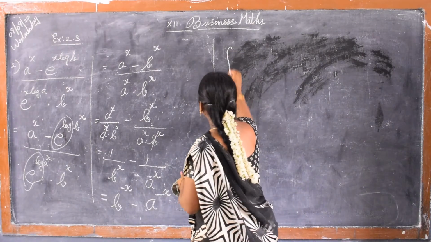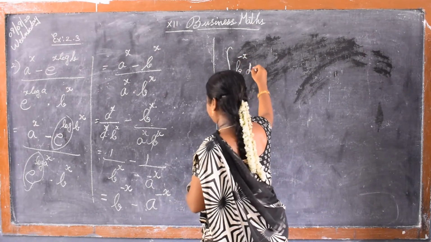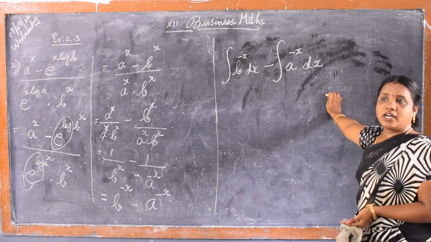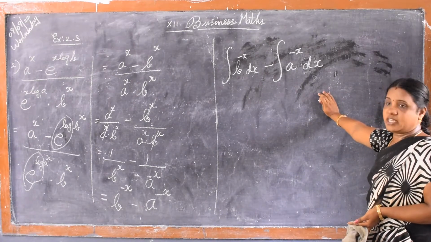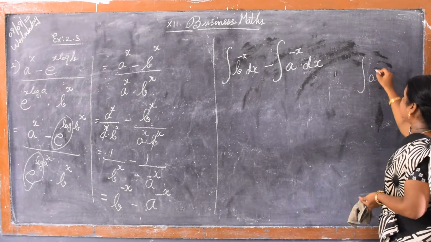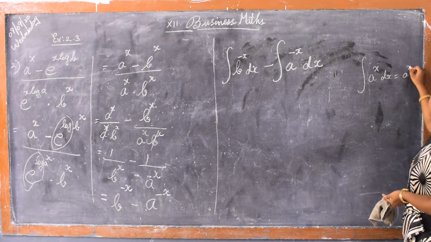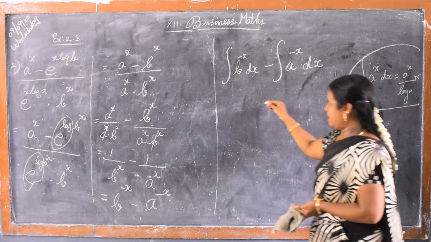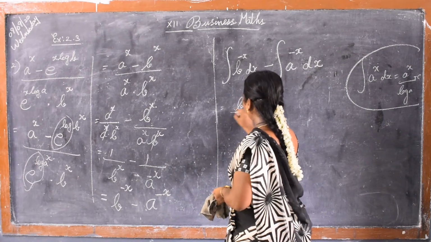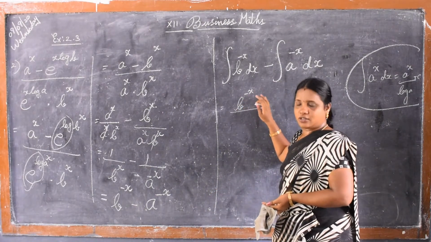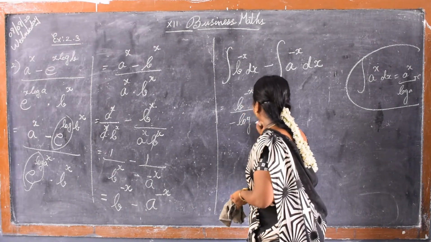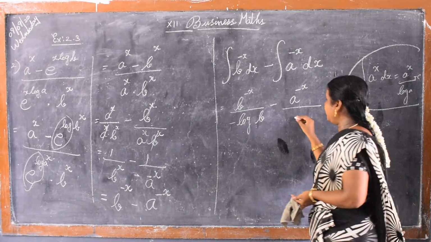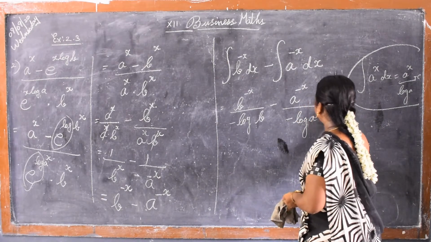Now we can integrate b power minus x dx minus integrate a power minus x dx. Third result we can use in this problem. See here, what is the third result? Integral a power x dx is a power x by log a plus c. This result only I am going to use here. Now b power minus x by, here what is the coefficient of x? Minus. So you can write minus log b. Here also, coefficient of x is minus. So here also minus log a plus c.